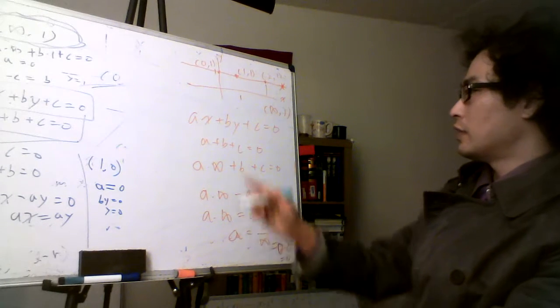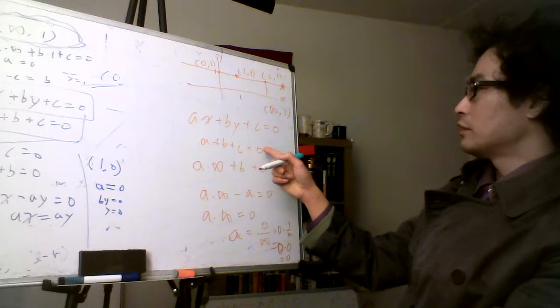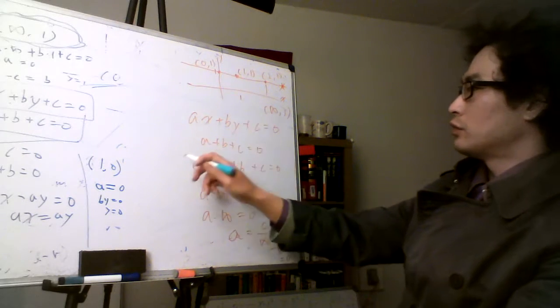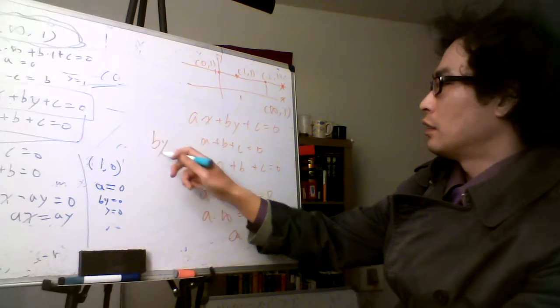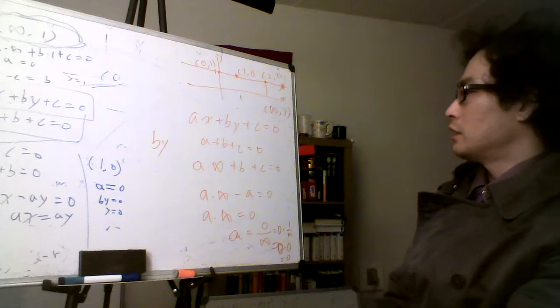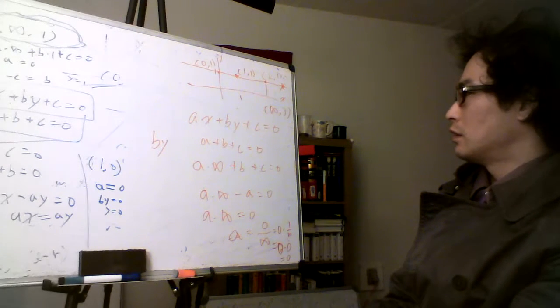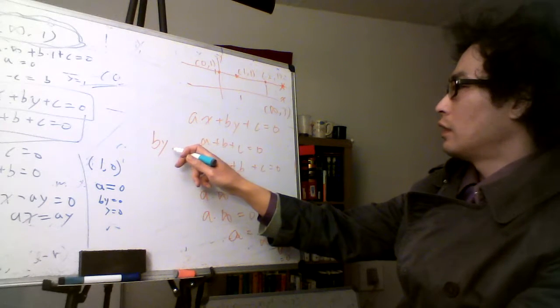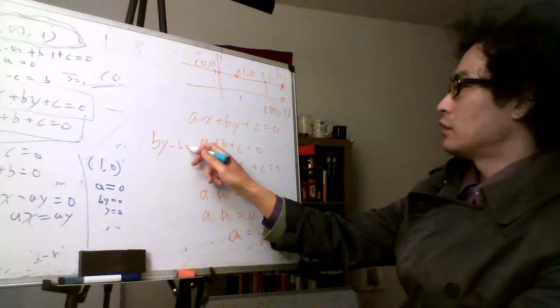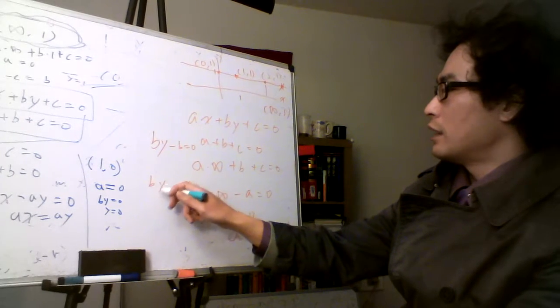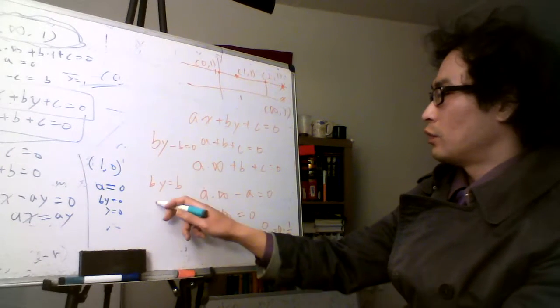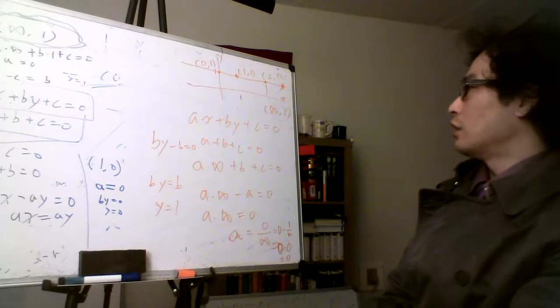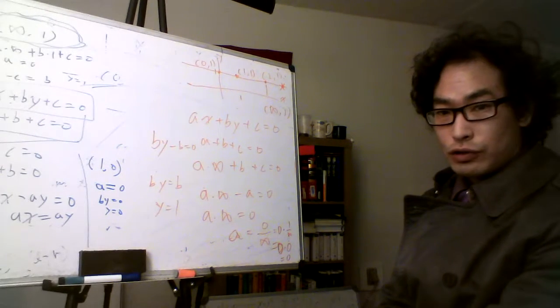Alright, if a is 0, b is equal to minus c, okay? So a is 0, and what is c? A is 0, c is minus b, okay? Minus b is equal to 0. So by is equal to b, okay? So something like y is equal to 1. So I'm just demonstrating it to you.